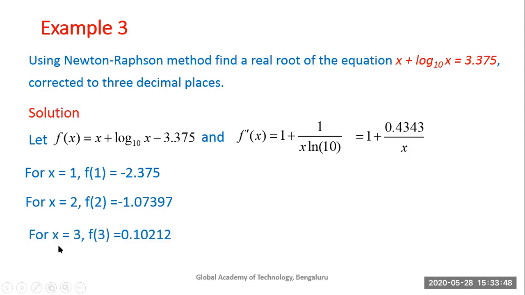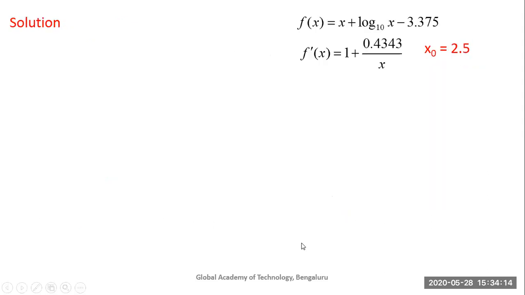And for x is equal to 3, f of 3 is 3 plus log 3 minus 3.375. You get 0.10212. So there is a change in the sign, so the interval in which the root lies is 2, 3. We take x0 as the midpoint of 2 and 3, that is 2.5. Now using x0 and the Newton-Raphson formula, find x1.